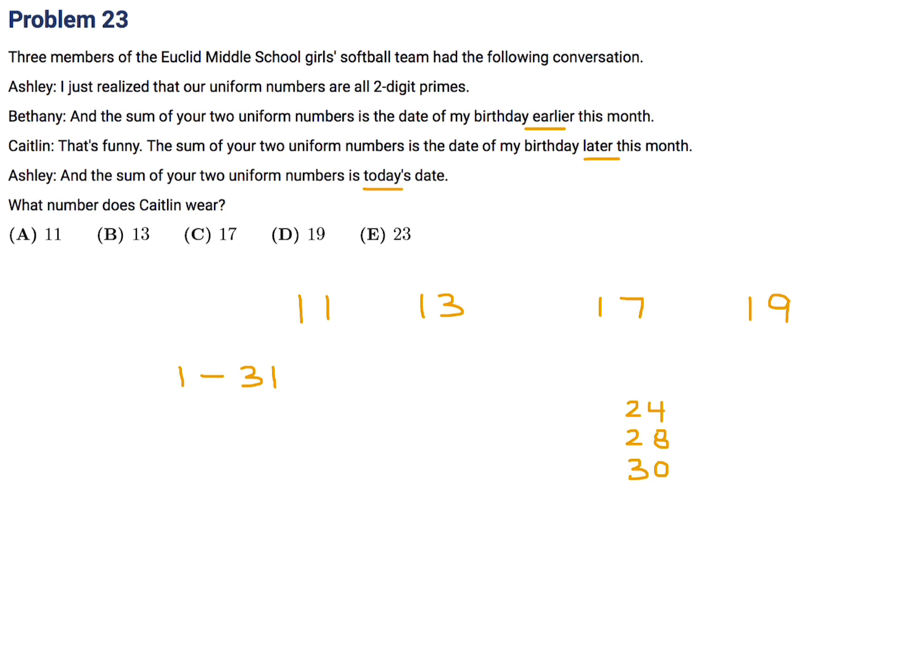Well, the one that's earlier in the month must have been the 24th. The one that's later this month is most likely the 30th. And the one that is today's date is the 28th. That would make the most sense.